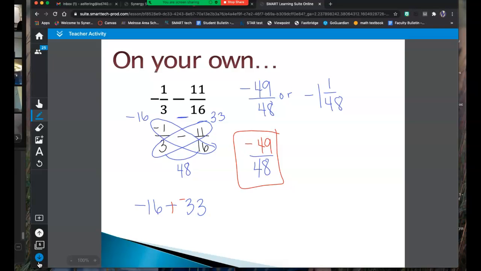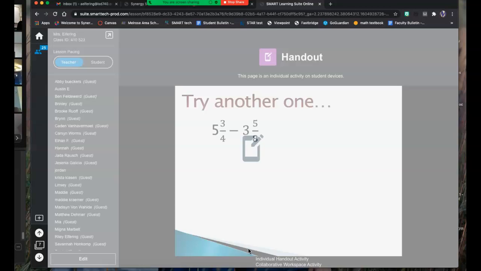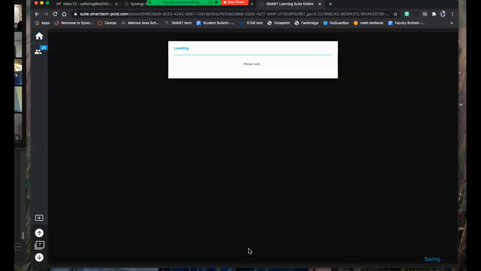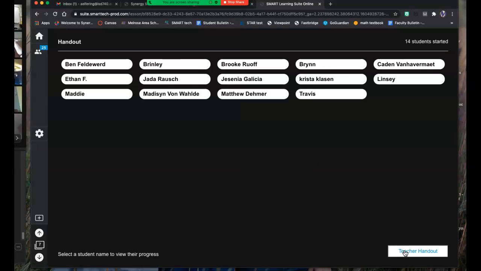Okay, let's try another one and see how we do on this one. Okay, on this one, you need to write them as improper fractions first. Okay, so go ahead and click start as soon as you are able to. Make sure you write them as improper fractions first.